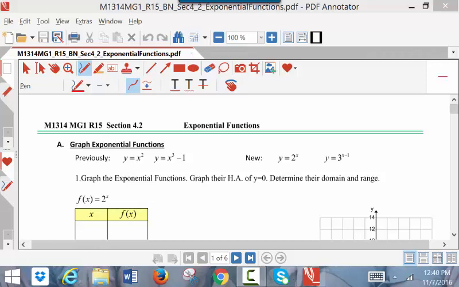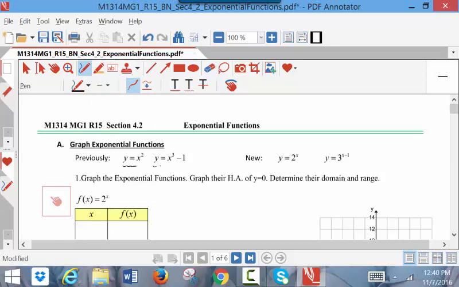So we're talking about exponential functions, okay? Something that grows exponentially means it increases very fast. So here in part A, it shows you some old equations that you've worked with before. We've seen these quadratics and these cubics. The new stuff, take a look at the way it looks when it's new.